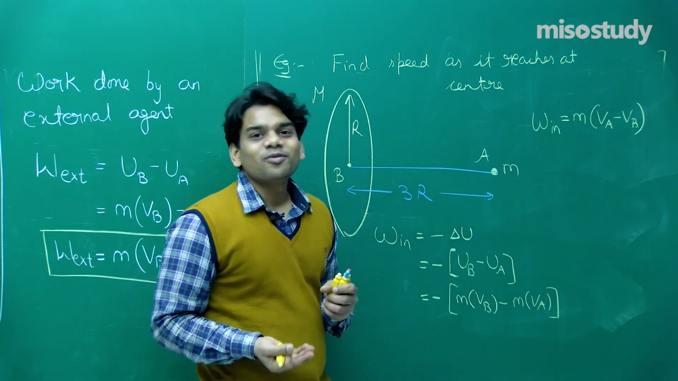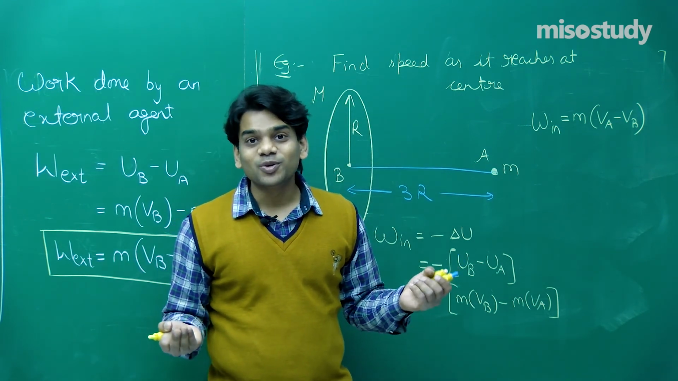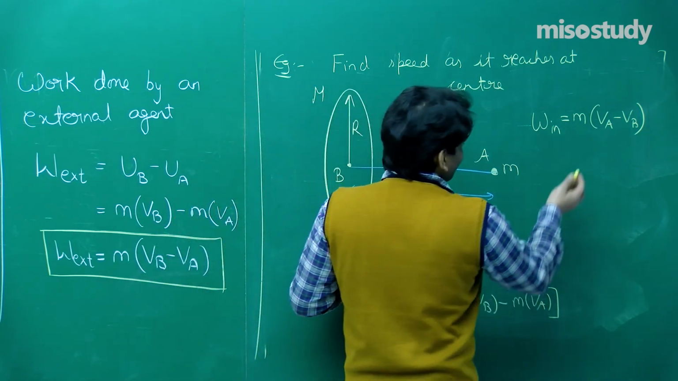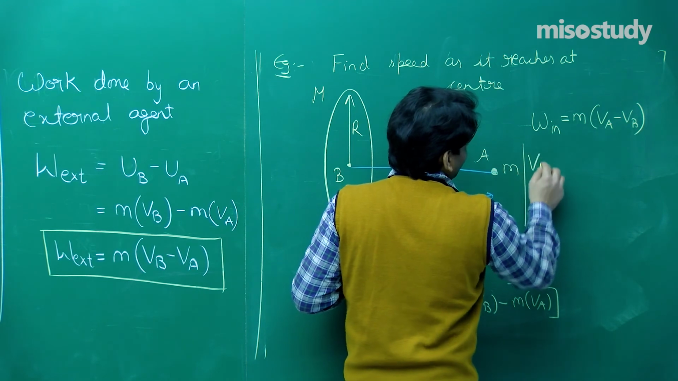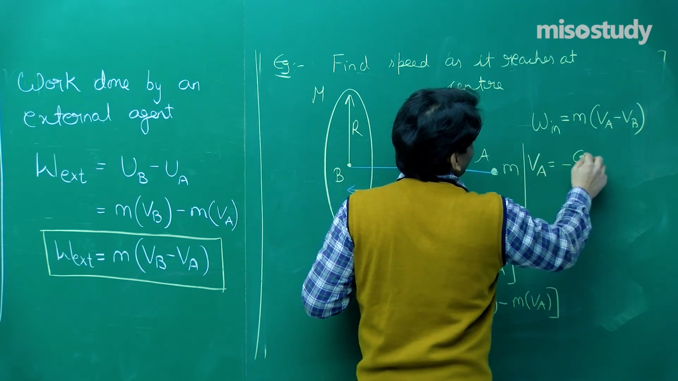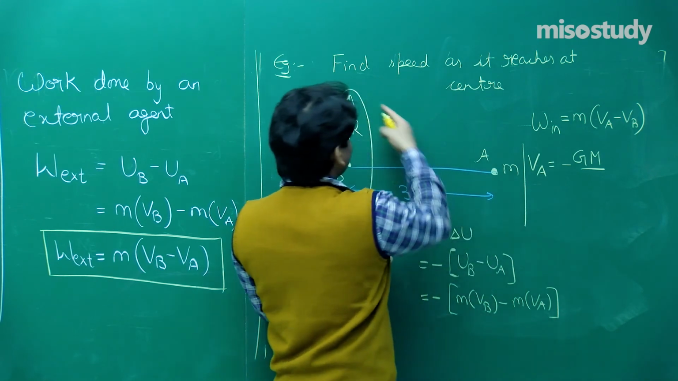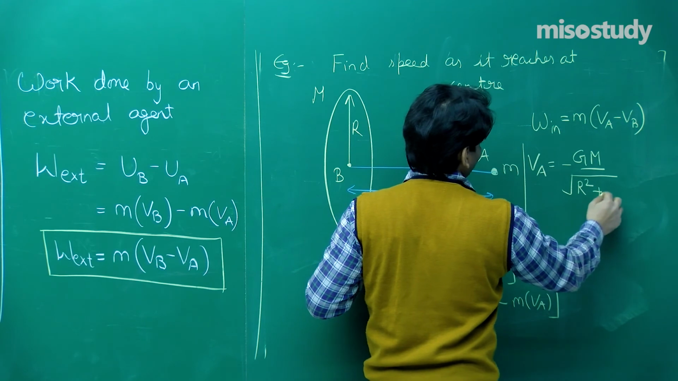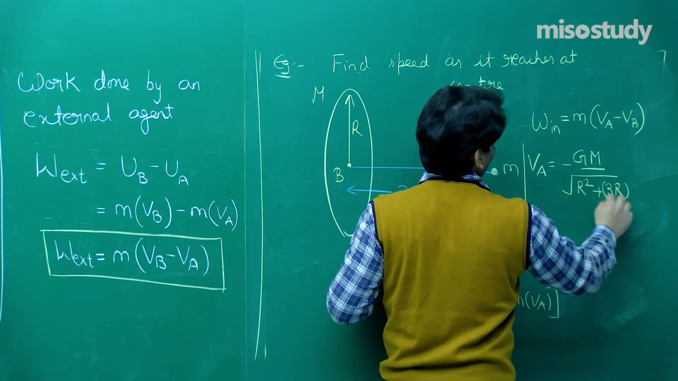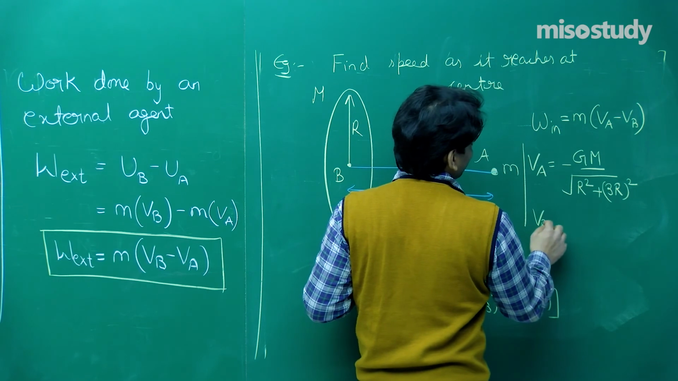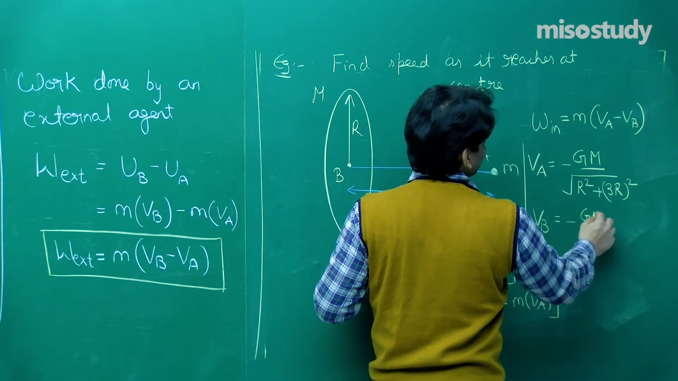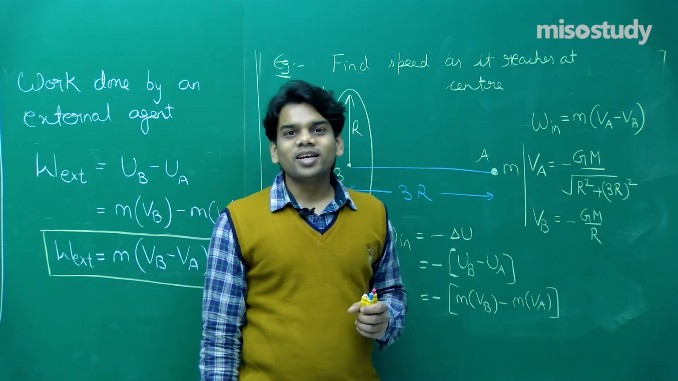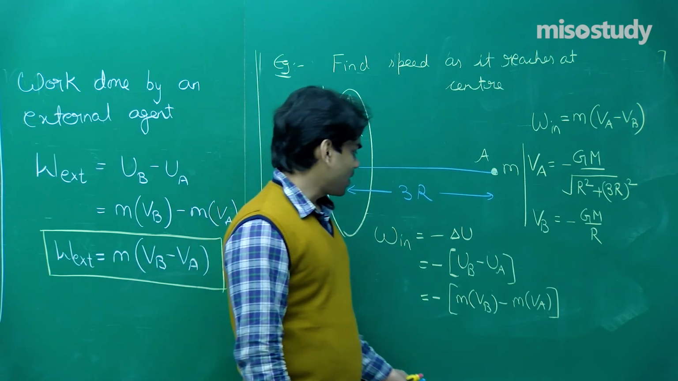Now where will this work done by the internal force be utilized? The entire work done will be utilized to increase its kinetic energy. Before that, the potential at point A is minus GM by the distance, that is under root r square plus 3r whole square, and the potential at B, at the center, is minus GM by r. Remember, the potential due to a ring at the center of the ring is minus GM by r.